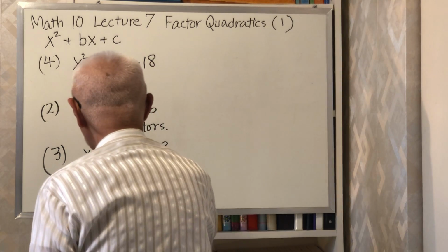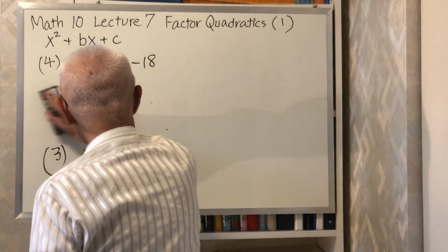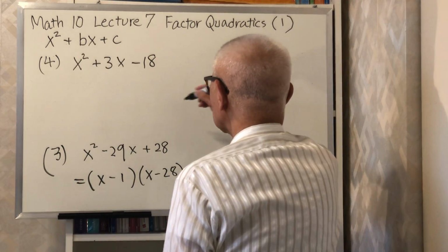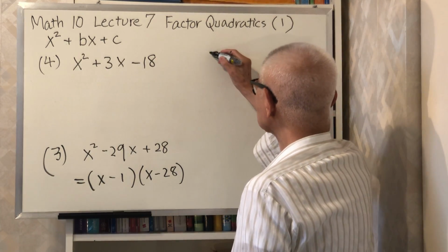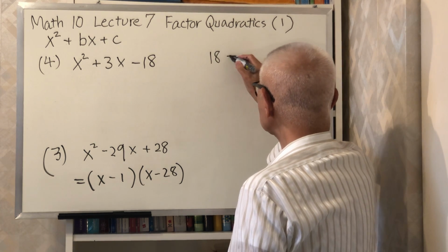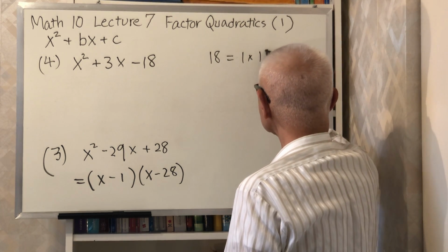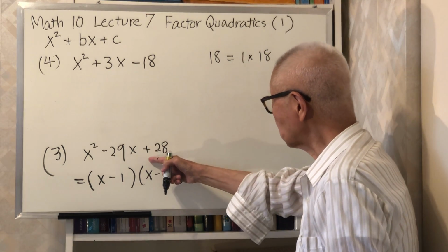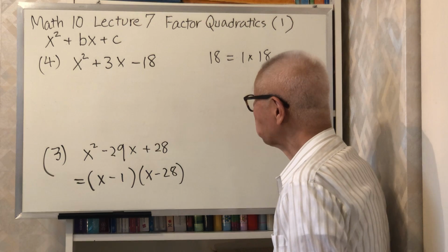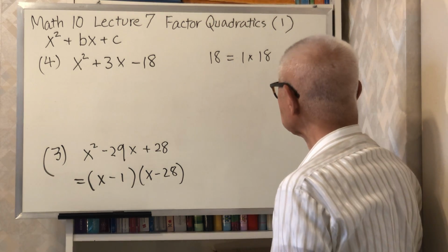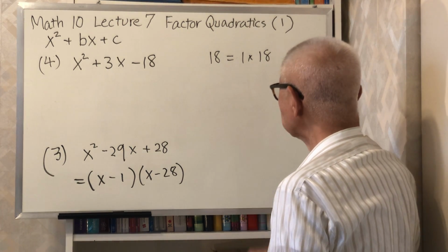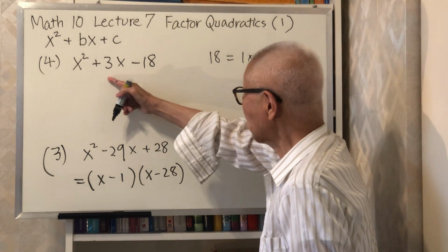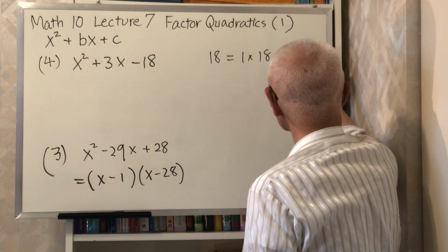Okay, let me erase more. Factor 18. 18 is 1 times 18. I have minus now, it's different now. Here you have a plus, but now I have minus. Minus means you have to take the difference. What's the difference between these two numbers? It's 17. But I do not have 17, so this is not right.